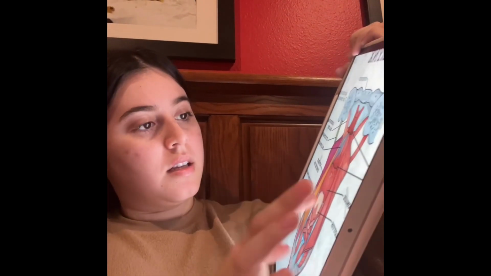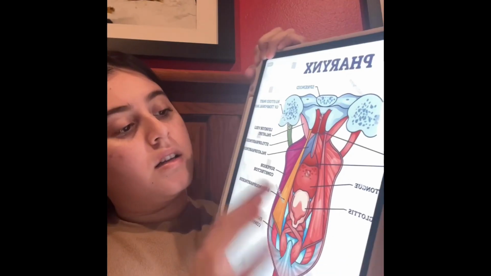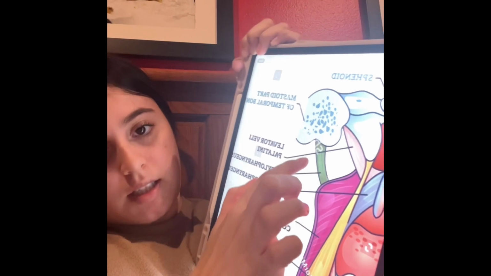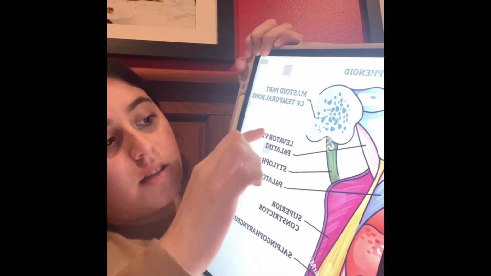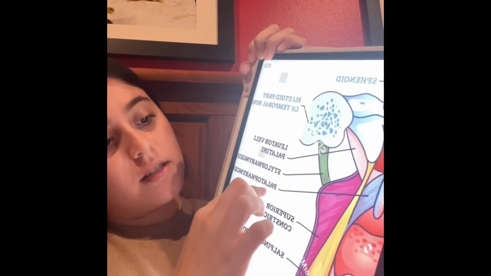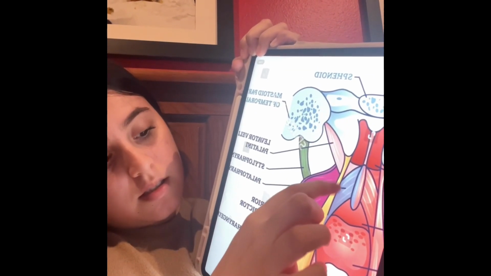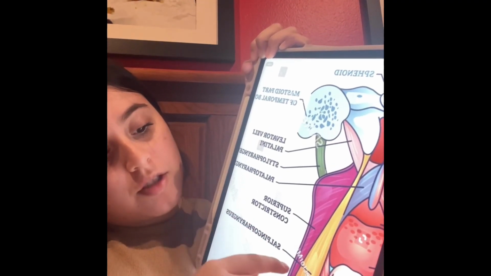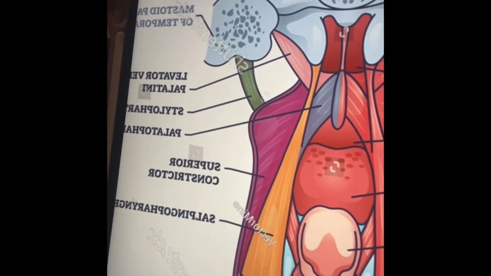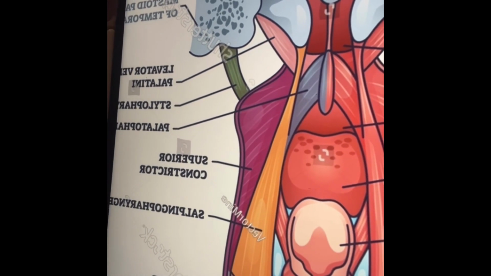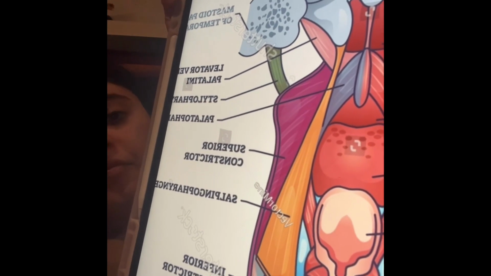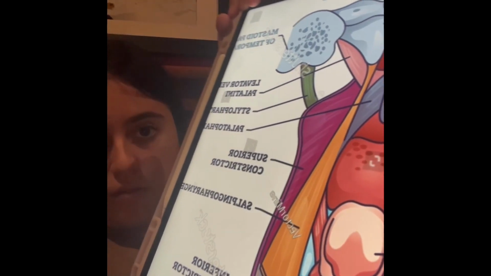Those are over here. This is the pharynx also, but this is the front view. So the stylopharyngeus is right here, this green area. The levator veli palatini is right here too. And then the palatopharyngeus is this blue area. And then the salpingopharyngeus is this long orange area. So the green area, the blue area in the middle, and then the long orange area. Those are the long pharyngeal muscles.